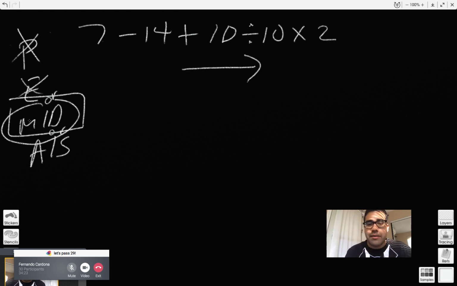Like if you were reading, from left to right. The first thing you see, if it was a multiplication first, you multiply. If it's a division first, you divide. First, divide. 10 divided by 10.